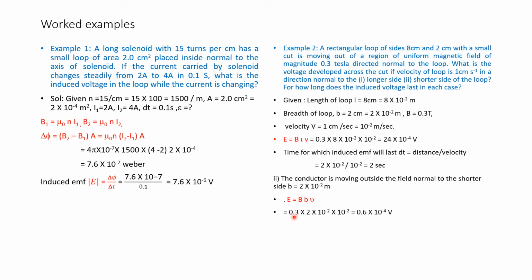So, substituting the values, B is equal to 0.3, small b is 2 centimeters, that is equal to 2 into 10 to the power of minus 2, and velocity is 1 centimeter per second, which is equal to 10 to the power of minus 2 meters per second. Therefore, E's value is 0.6 into 10 to the power of minus 4.